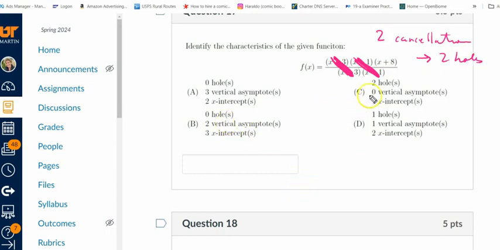Okay, so looking from the selections there, I don't really need to go any further, but let's get the rest of this. Vertical asymptotes are found at zeros of the denominator after cancellation. Everything in the denominator has canceled, so there will be no vertical asymptotes. And then x-intercepts are found at zeros of the numerator after cancellation. So I'm going to have one x-intercept. What will make that 0? If x is negative 8. So that's my x-intercept, and I only have one. So my answer is C.